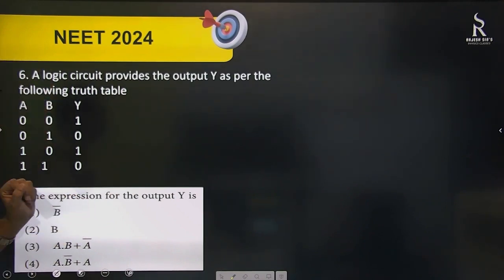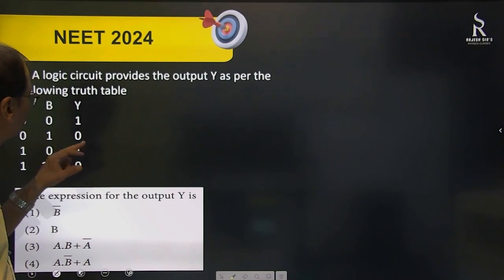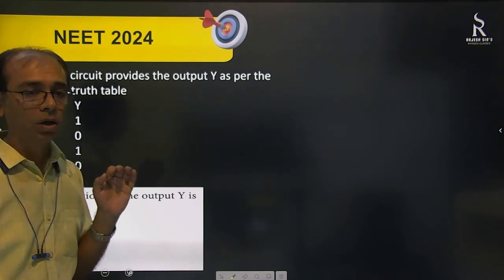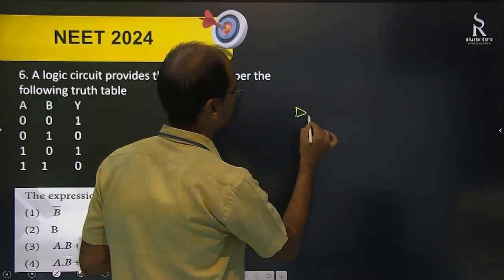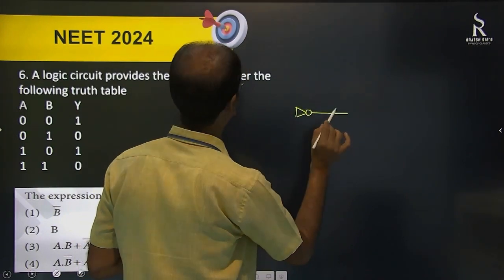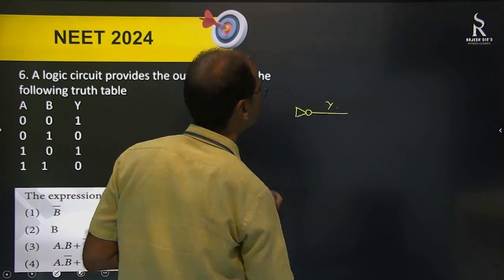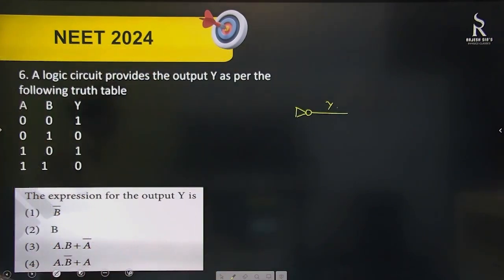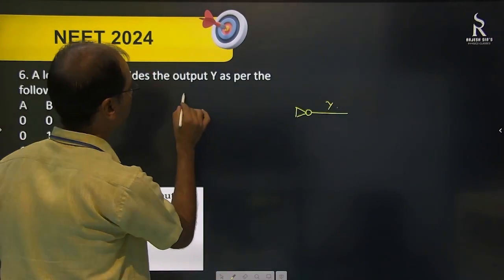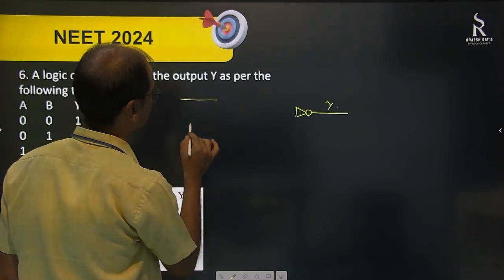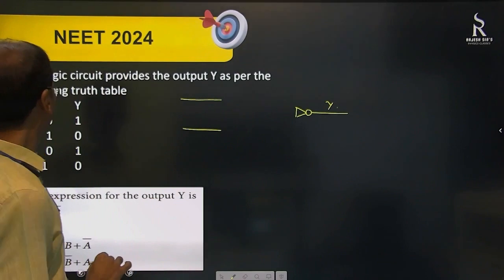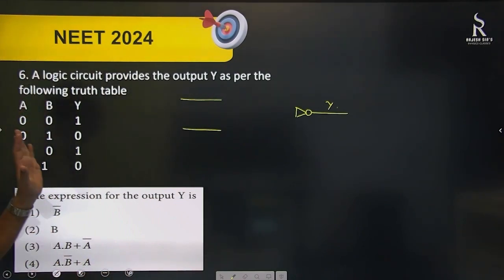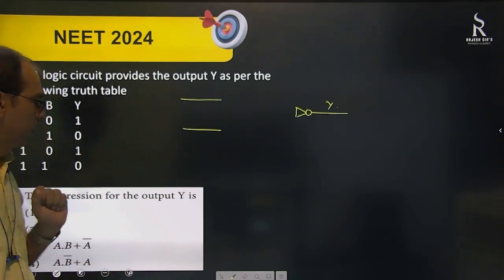Now 0, 1, the answer is coming 0. So if we are using NOT, we already said that NOT is there. The final answer is coming after NOT only. This is Y here. And here is A and here is B. Let's say this is A and this is B. Now, in the first case, we could not determine whether it's an OR gate or an AND gate.